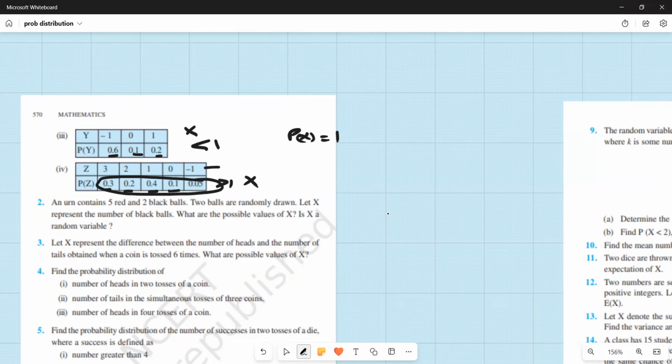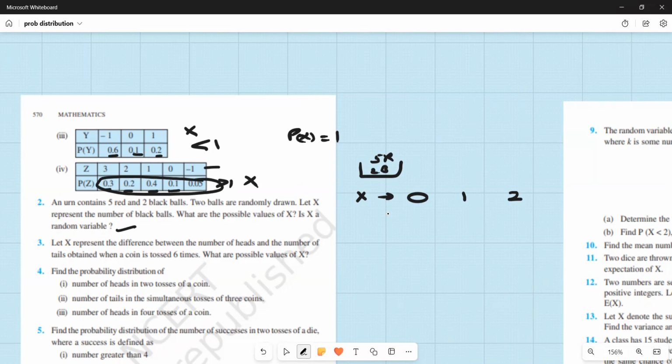Clear? Then next, an urn contains 5 red and 2 black balls. 2 balls are drawn randomly. X represents the number of black balls. So if you are taking out 2 balls, there may be no black ball, or both the balls are red, then there might be one black ball, or there might be both the black balls. Right? So 0, 1, 2. Is X a random variable? Yes, it's a random variable.